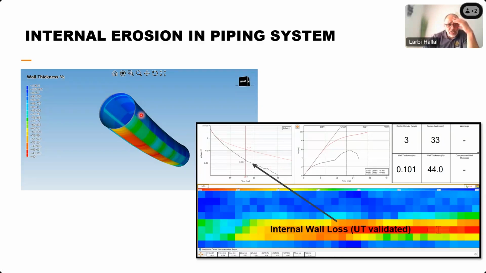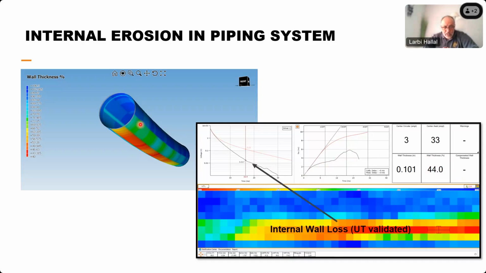So here is an illustration of scans that were done. And we can see, based on the A-scan and the Tau-Scan curve, that we have a faster decay on the A-scan. We also have something showing on the Tau-Scan that we have an important wall loss, because here you can see that we have almost more than 50% wall loss in that region.